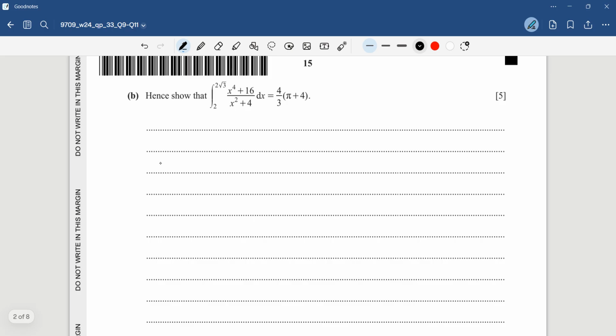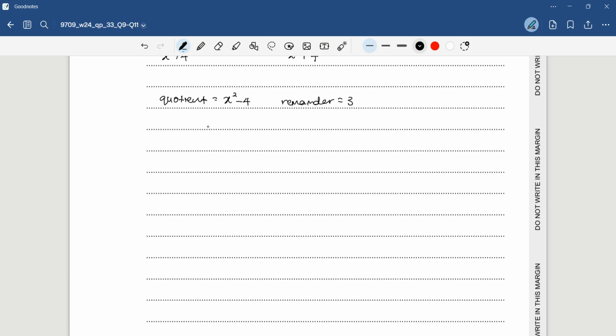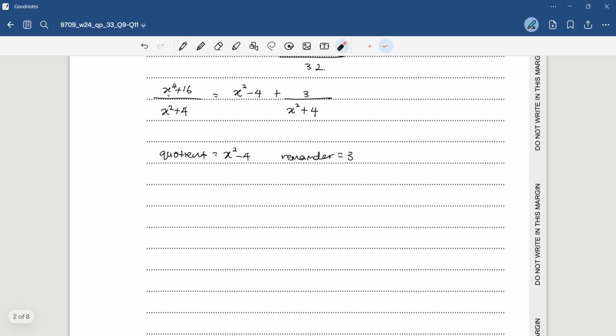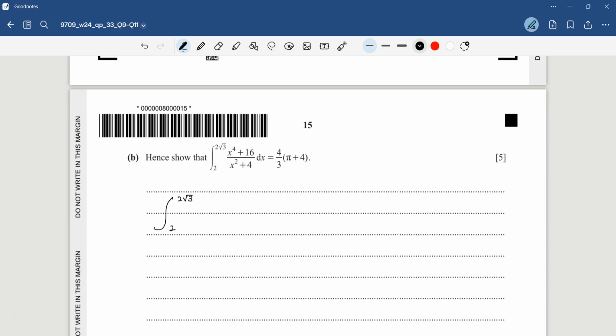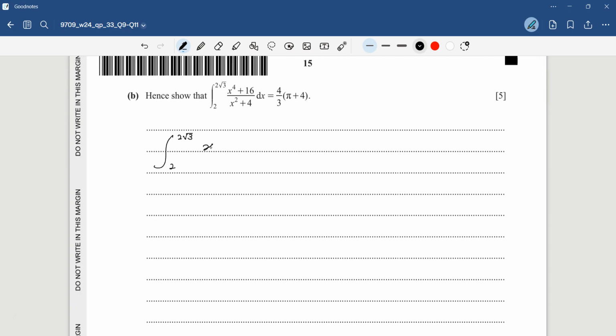Okay, fine. So for the integral part, 2 to 3. Based on part A, I already rewrote it. You can see here x to the power of 4 plus 16 divided by this, you can rewrite as this. Okay, so it's going to be x squared minus 4 plus 32 over x squared plus 4 dx.